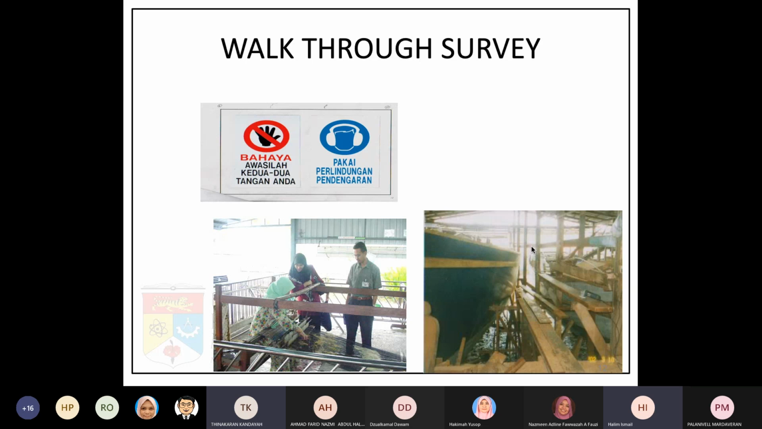Because once you do a walkthrough survey, then you notice that certain things are a hazard and need to be rectified. If you do not do any walkthrough survey of the workplace or the environment, you will not be able to directly see the presence of the hazard there, the presence of the danger there.